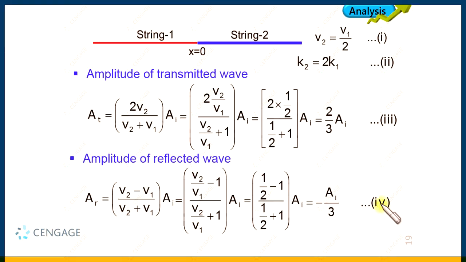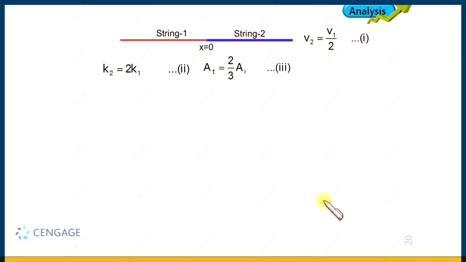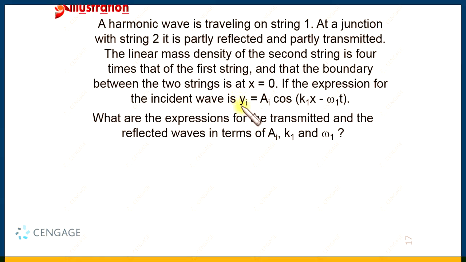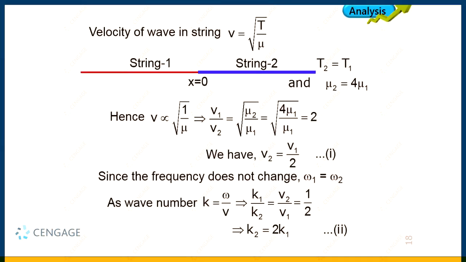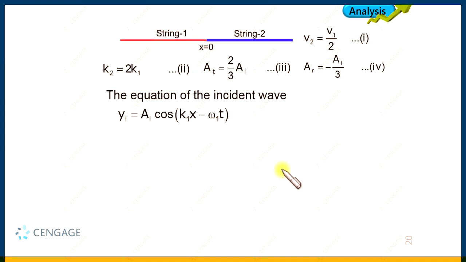Okay. So, let us write these equations to the next page. This is the first, second, third and fourth. Okay. Now, we have the equation of the incident wave. The equation of the incident wave is this much: yi equals ai cos (k1x minus omega 1 t). So, let us write this equation of the incident wave. Okay. Now, we can write the equation of the transmitted wave.